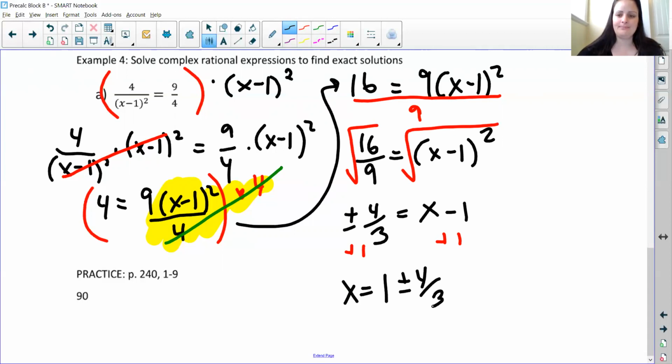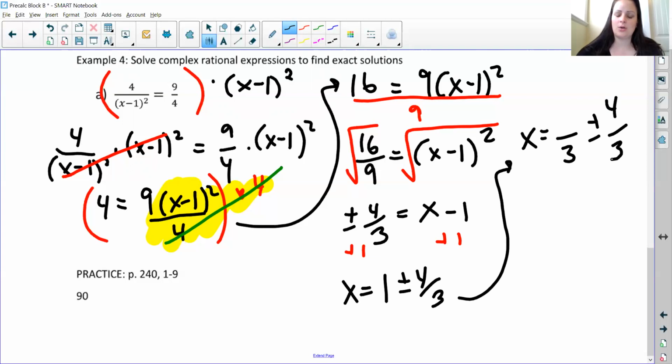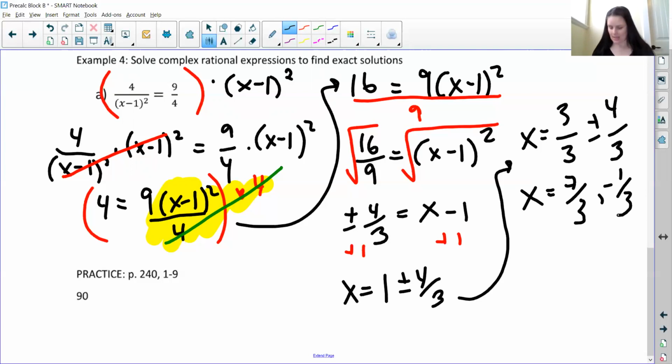Okay, so now to give a final answer, we need a common denominator. So 1 is technically 1 over 1. To make it over 3, it's the same thing as 3 over 3. So x is going to be 3/3 plus 4/3, which is 7/3. And I should say, it's also going to equal 3/3 minus 4/3, which is negative 1/3.